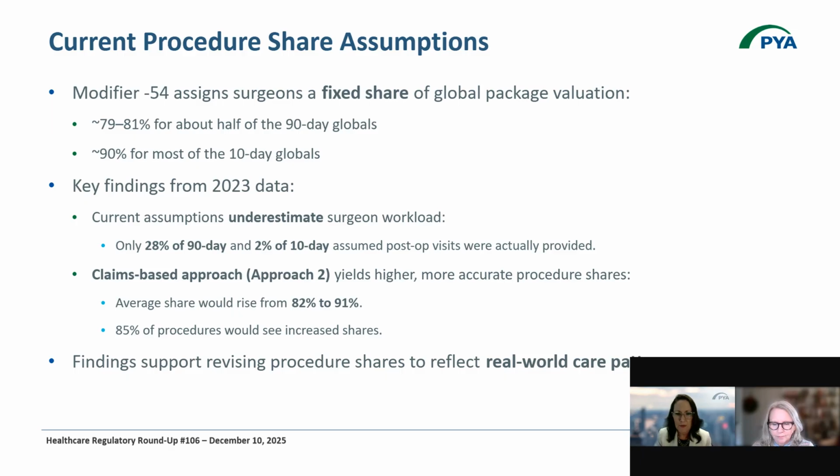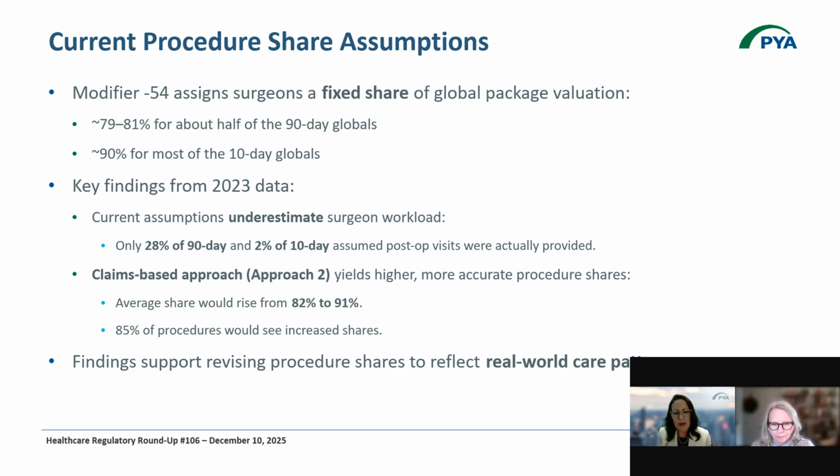Again, not finalized. So the concept behind this is that currently for the 90-day global, they're paying about 80% of the service as part of that initial part of the service, as opposed to the postoperative service. And then for the 10-day global, they're paying about 90% of the initial part of the service, and then the 10% for the post-op. But they're finding, again, only about 28% of the 90-day global E&Ms are being provided in the post-op period, and 2% of the 10-day. So why do they want to continue to pay this at this value? That makes it challenging, right?